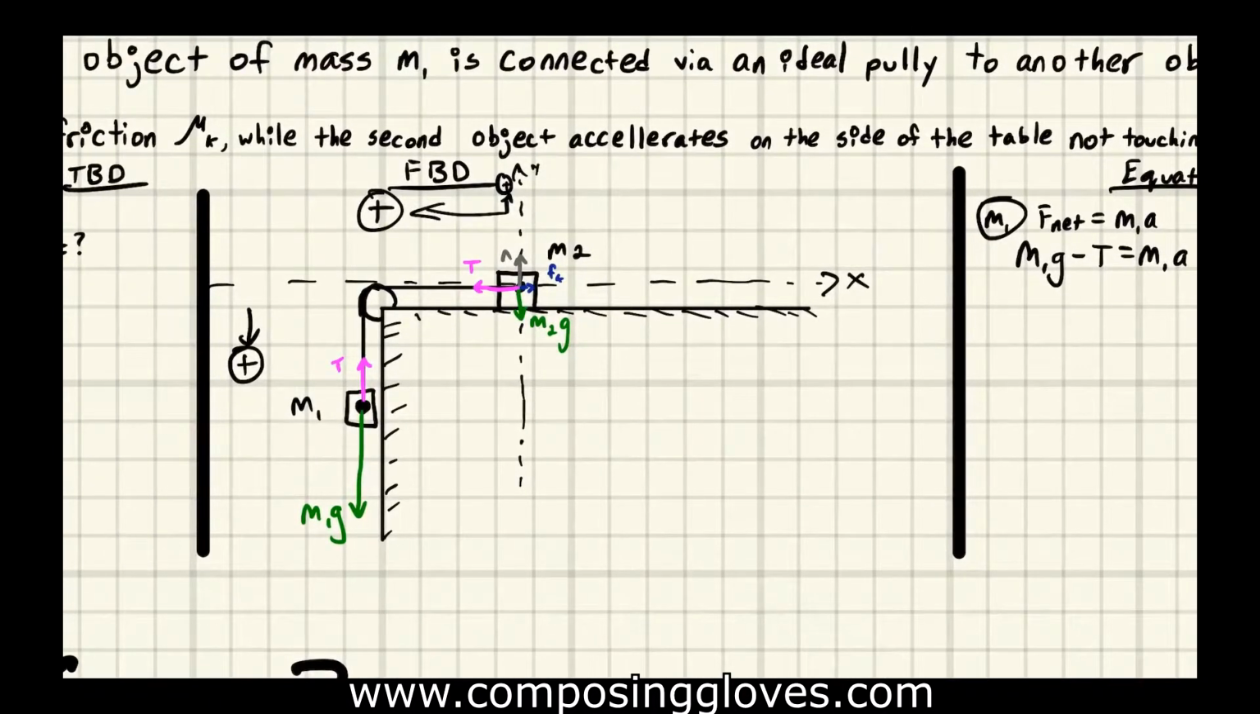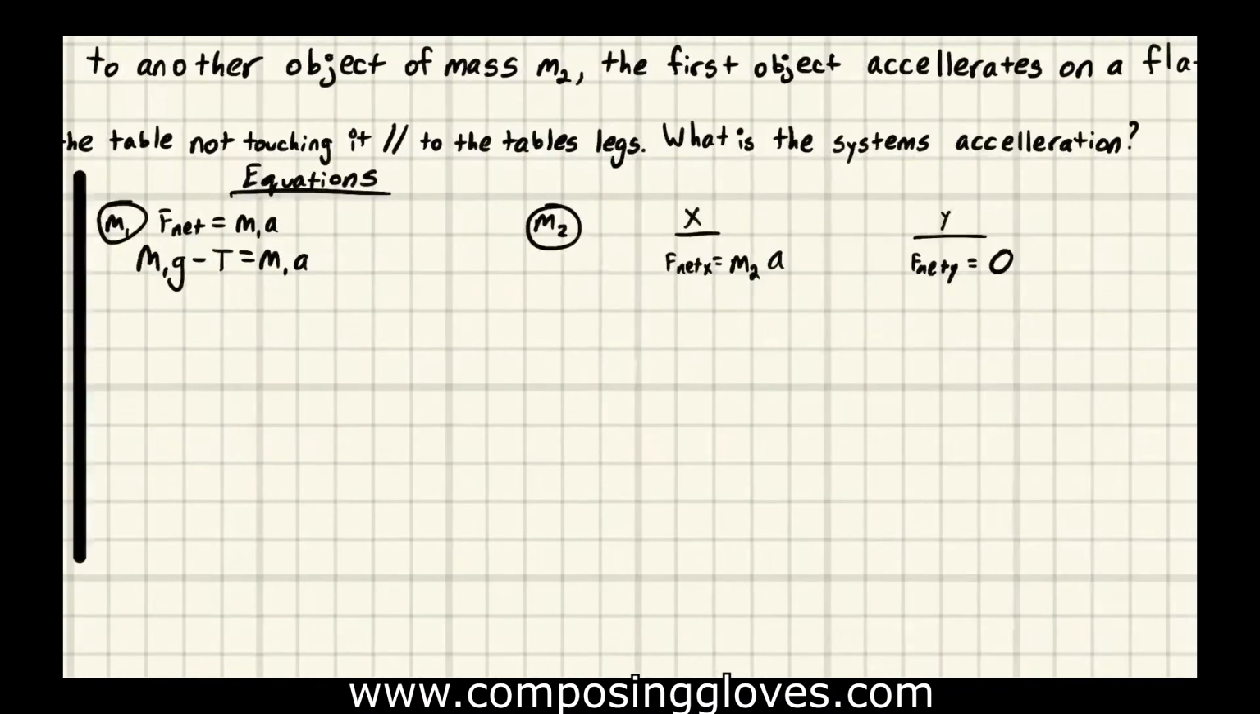On our second object, we'll do the x-axis first. Positive has been defined as going this way. So it's got to be T minus little f sub k. So this is T minus little f sub k, which is our force of kinetic friction.